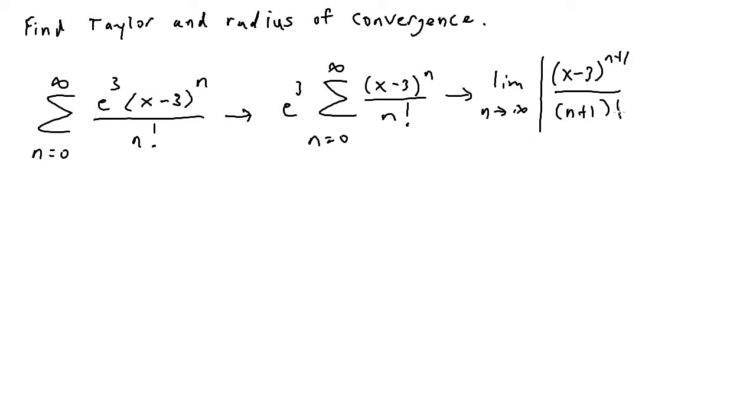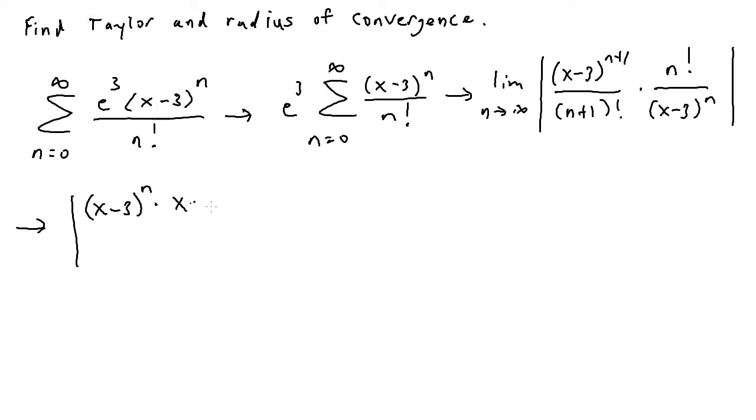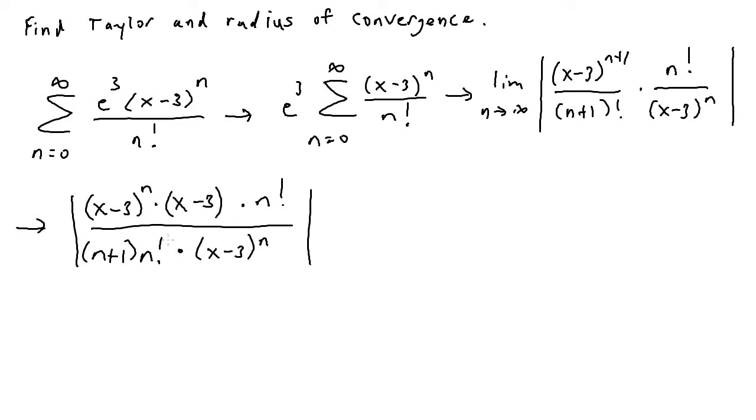Now I can either divide by the sequence or multiply by the reciprocal. So we'll multiply by n factorial over x minus 3 to the n. And so to simplify, I can expand the exponent and the factorial as well. So I'll rewrite it as x minus 3 to the n times x minus 3 to the first, times n factorial over, now when I expand n plus 1 factorial, I can rewrite it as n plus 1 times n factorial times x minus 3 to the n power. Now when I do so, the n factorials will cancel, and the x minus 3's to the n's will cancel.